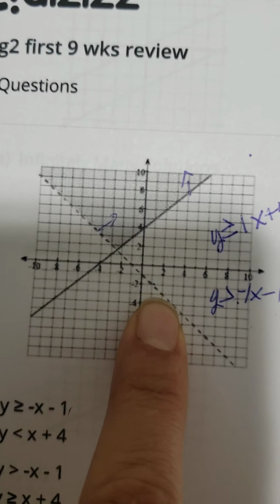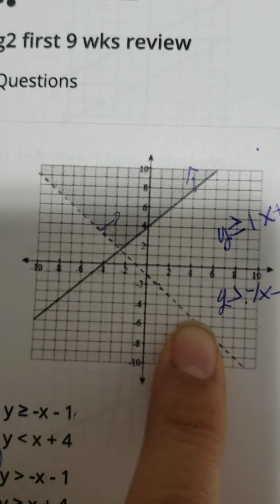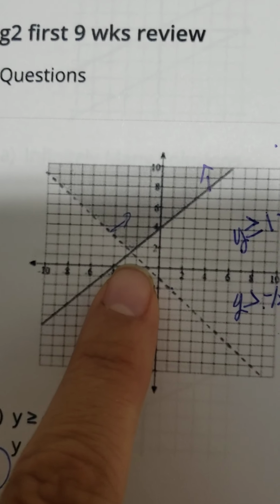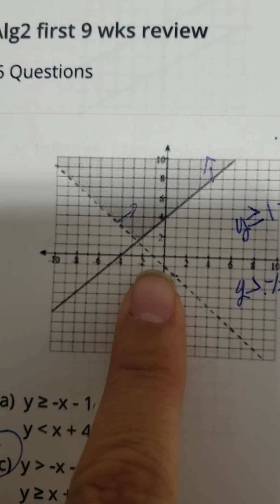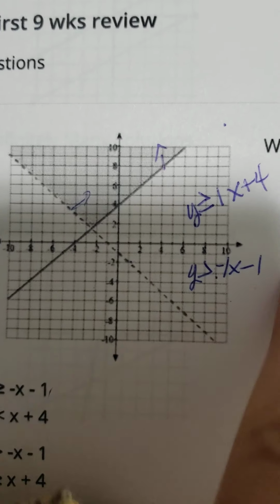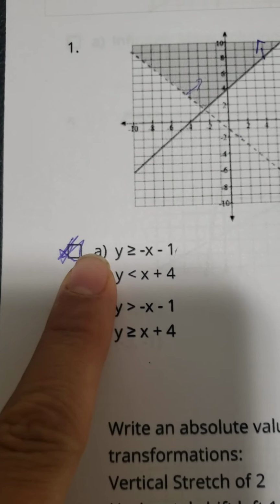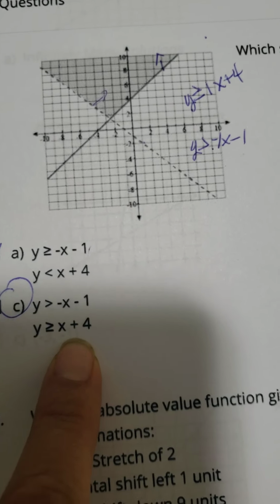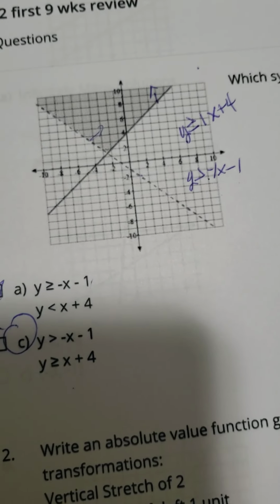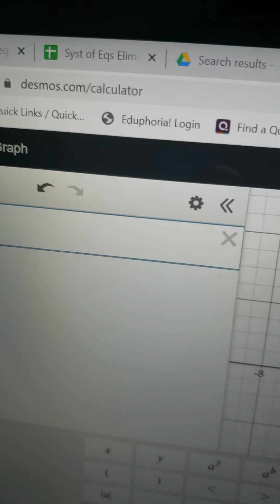And this one, the one that's going down, it's shading above still, so it's greater than, but it's not a solid line, so it's just greater than. The slope looks like it's going down 1 over 1, down 1 over 1, so it's negative 1x. And then it crosses the y-axis at negative 1. So this is the equation. Don't rush, guys. Look at it carefully, because when I first saw it, I don't know why I thought it was A. But then I matched it correctly with the correct equation with the correct inequality sign, and the answer is C.